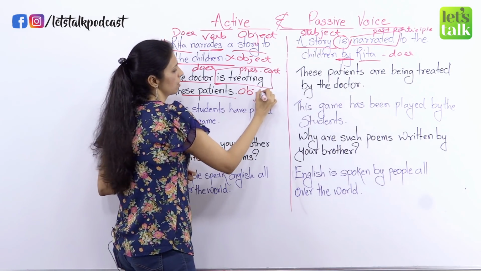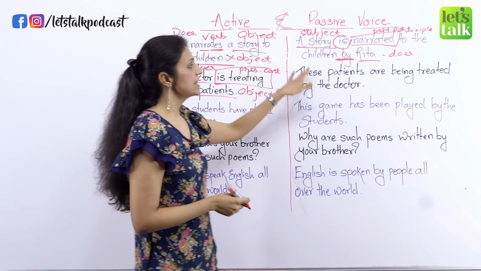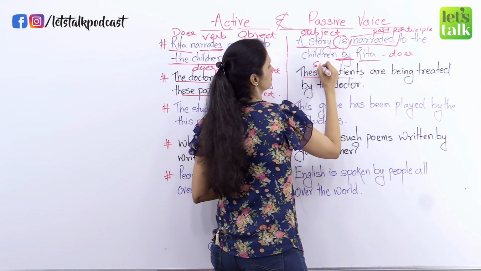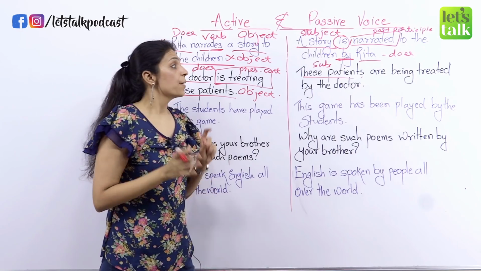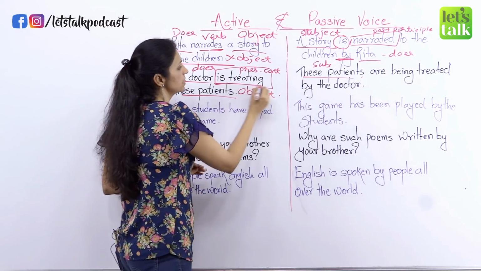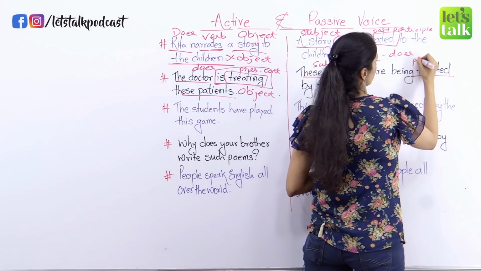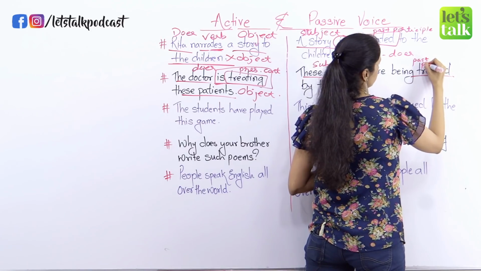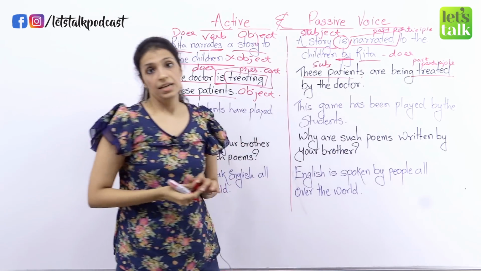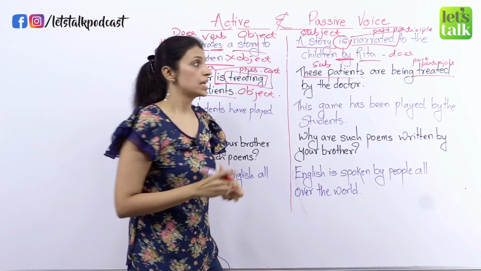You have the object. Fair enough? Okay. So you have these patients. Object becomes subject. So you have the new subject here. Okay. Are being treated. Now, let's go step by step. Treating is the verb. Put it in the past participle form. Okay. Fair enough. And because it is in the present continuous tense, you cannot change it. So you say are being.